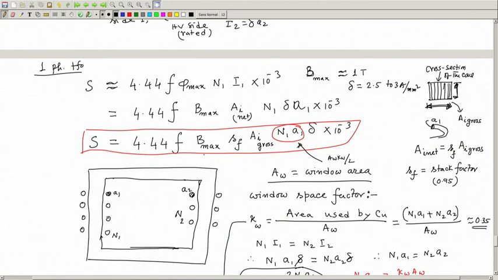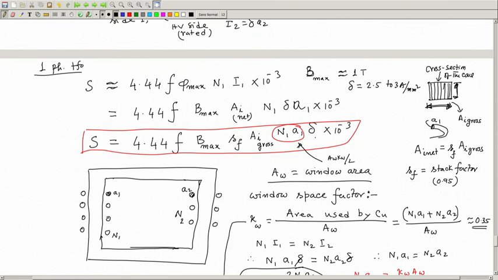One is called stacking factor, which is AI gross multiplied with the stacking factor, which will be over 90% and above because of laminations, that is the AI gross, and delta is the current density of the conducting material used, say for copper. So, delta remains fixed in primary and secondary, because in both the windings we are using copper.